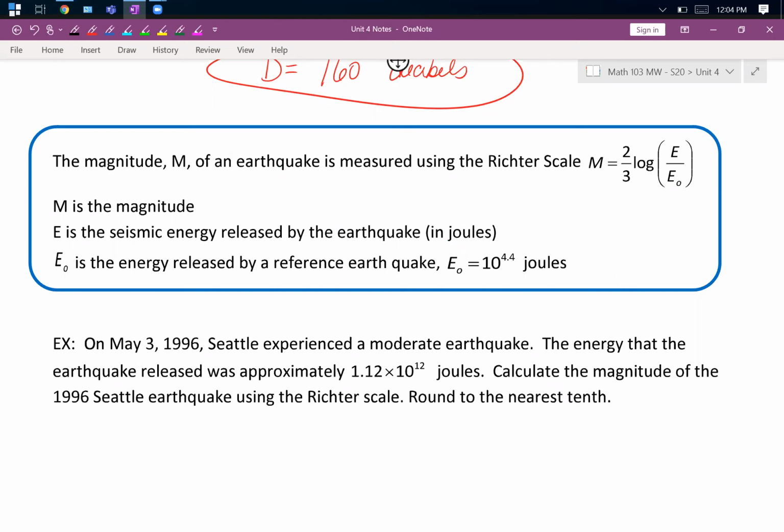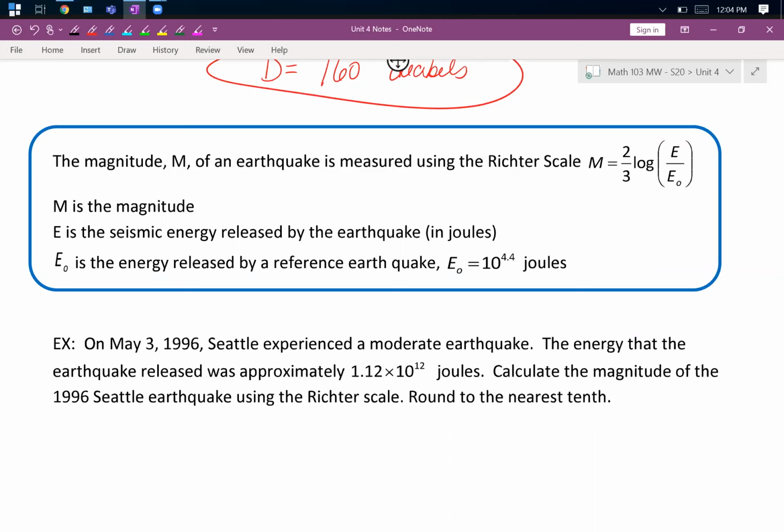There's no unit. E is the seismic energy released by the earthquake, and we measure that in joules. E sub 0 is the energy released by a reference earthquake, and that E sub 0 is always going to be 10 to the 4.4 joules.